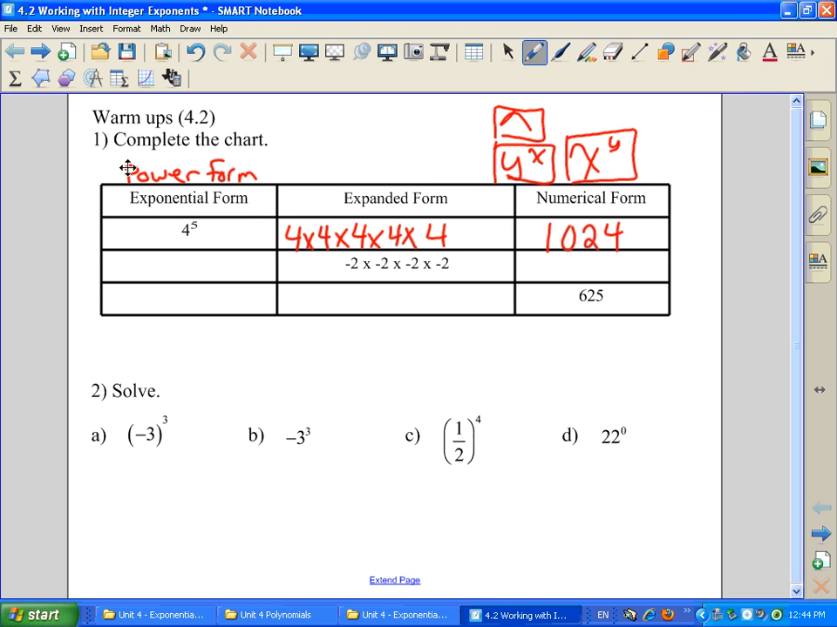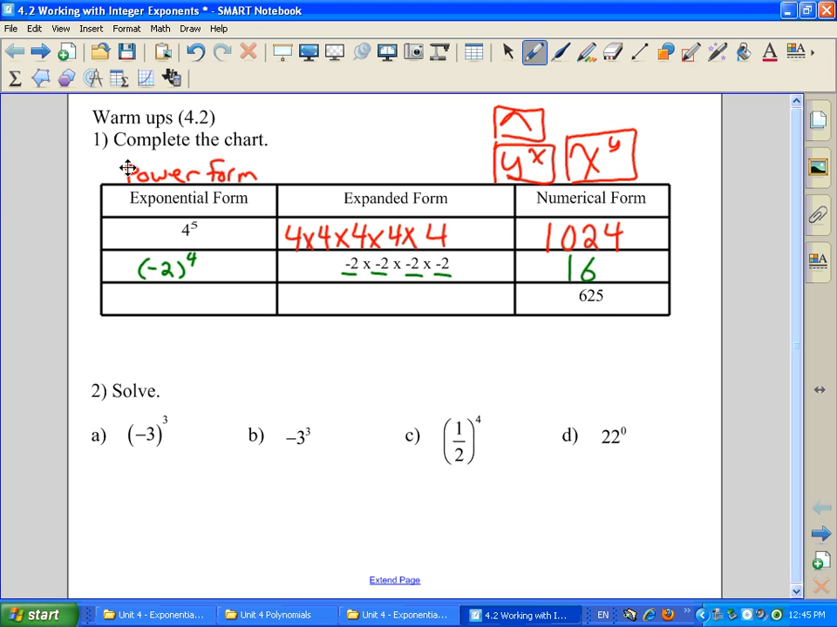Looking at our second example here, we notice that our base, which is repeated 4 times, is -2. The -2 has to be inside a bracket before you raise it to the exponent 4, which is the number of times it is repeated. And using your calculator, you should get the answer of 16.